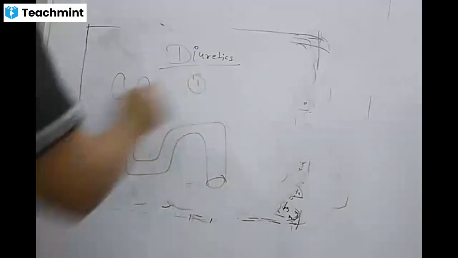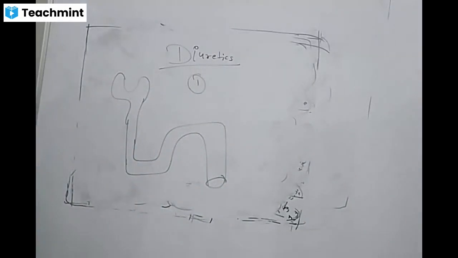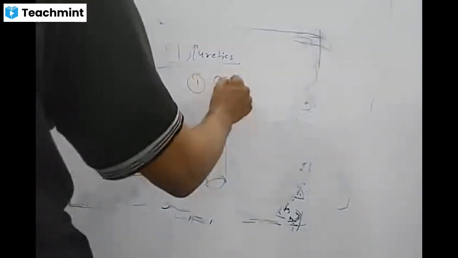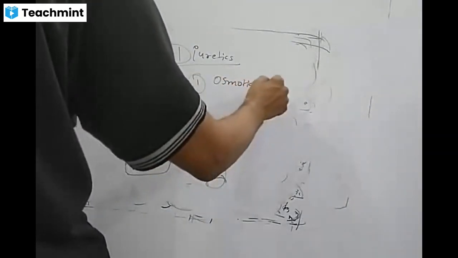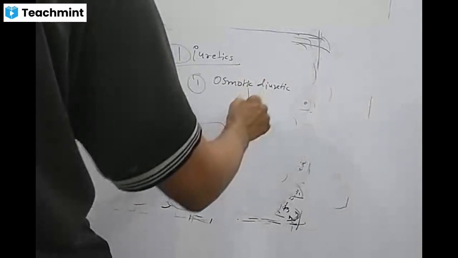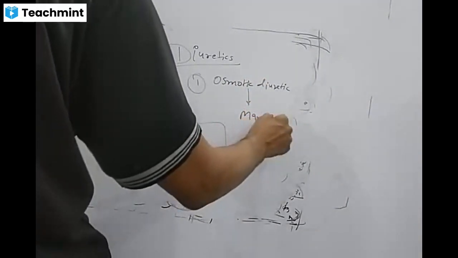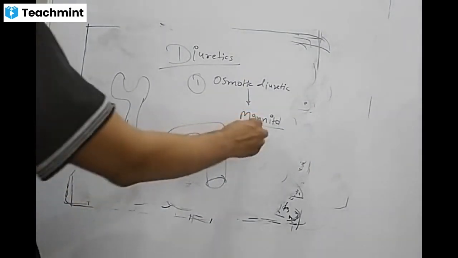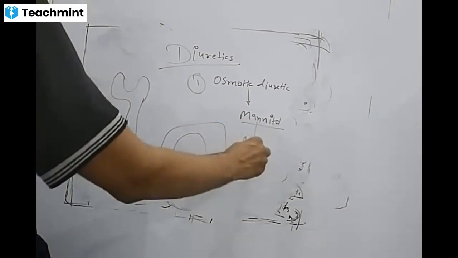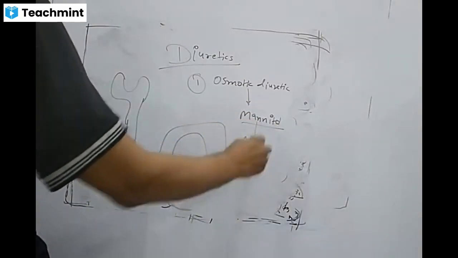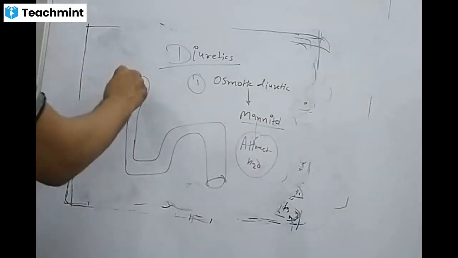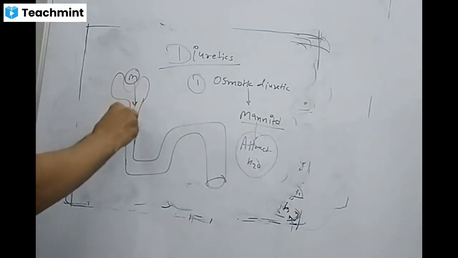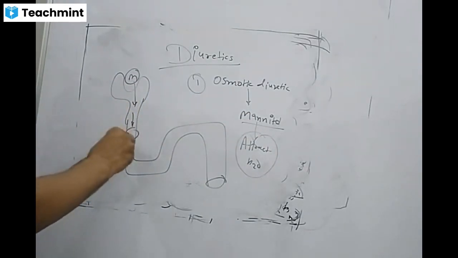The first member is your osmotic diuretic, that is mannitol. Mannitol attracts water. This is the mannitol. It is filtered and it attracts the water.